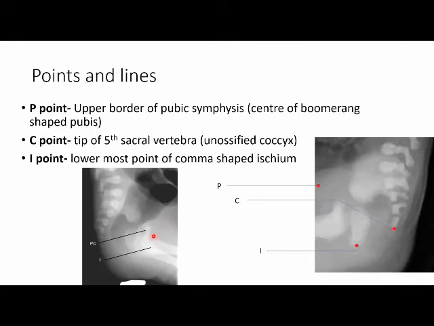The pubis is usually seen as a boomerang shaped structure here, as shown in the figure, and the midpoint is usually taken as the P point, and the C point will be the lowermost ossified part of the sacral vertebra. The coccyx will not be seen ossified, so it is always the lowermost ossified part of the sacral vertebra. And the third point will be the I point. The I point will be the lowermost part of the comma shaped bony structure known as the ischium. So this is the comma shaped ischium, and this is the I point.